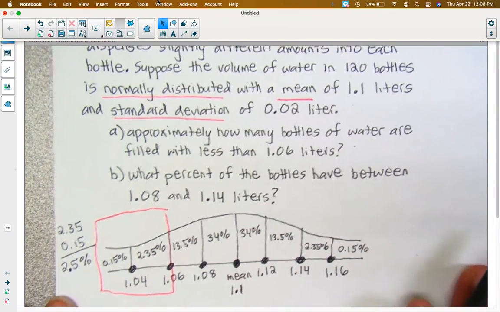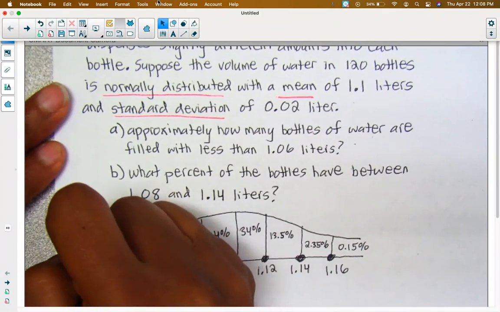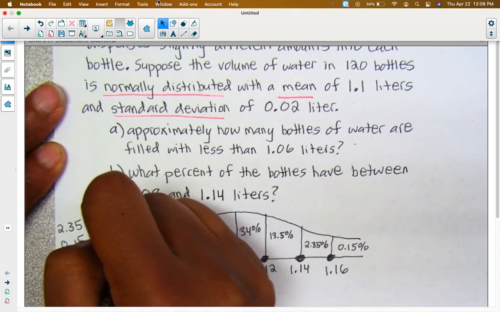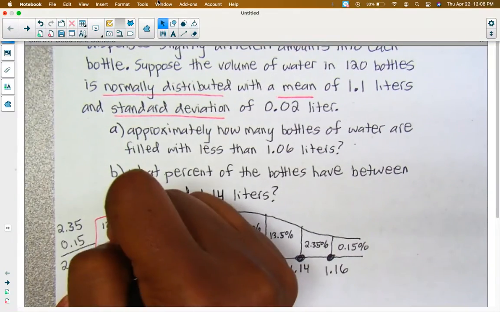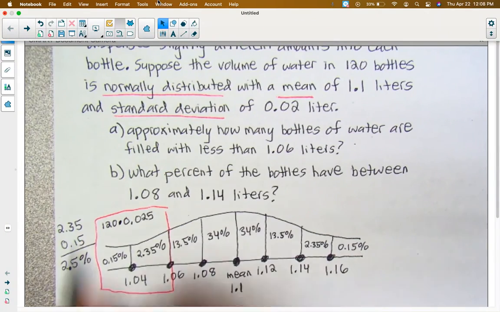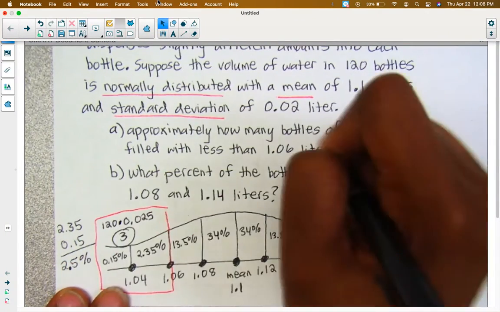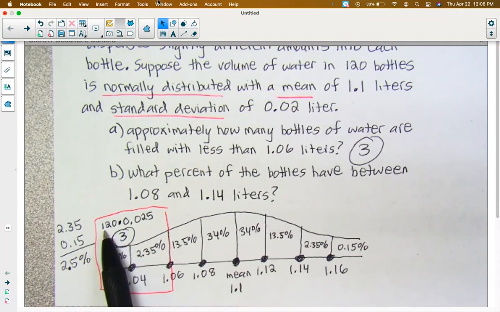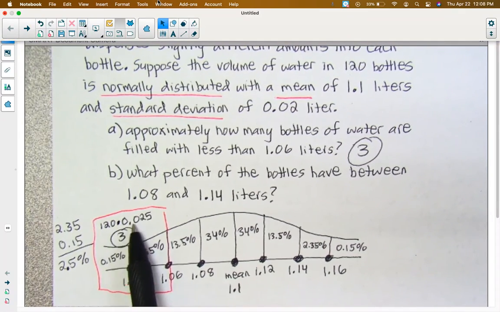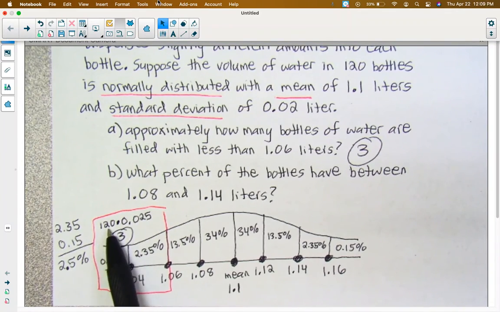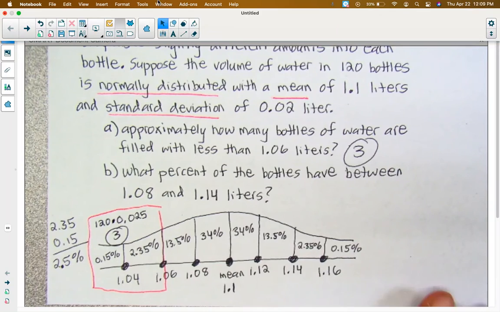So I need to do 120 times 2.5 percent, changed to a decimal. And when I multiply that, I get 3. So the answer for part A is 3. So we did 120 times the decimal. The decimal was right there, move it 2 places to the left. So 120 times that, we got 3 bottles.